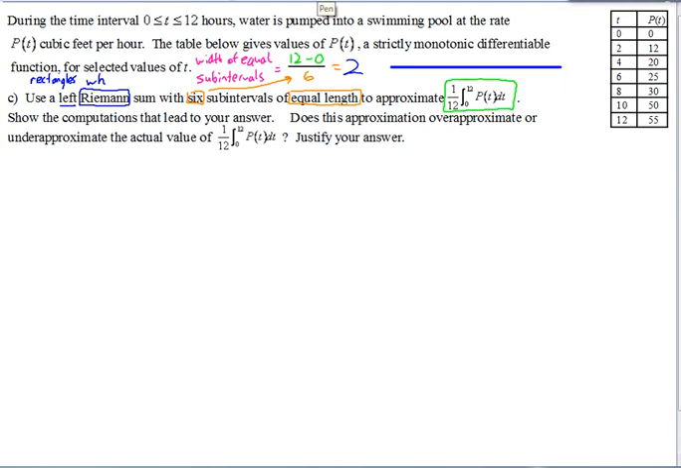This time we'll go by 2s. Starting at 0, stopping at 12. So 0, 2, 4, 6, 8, 10. Alright, so there's our 6 subintervals this time. And this time, don't forget that 1/12 out in front. Let's put that in front of the whole thing with a big old parentheses here. And then the width of each subinterval is 2.